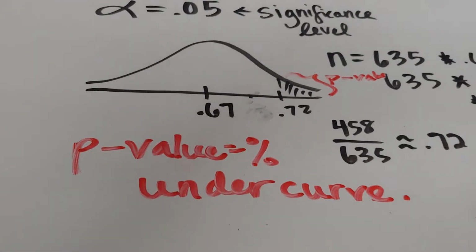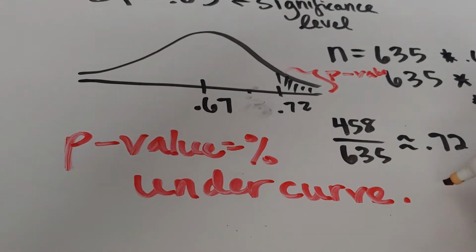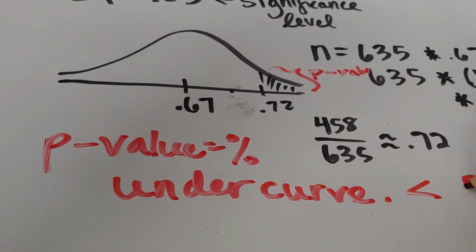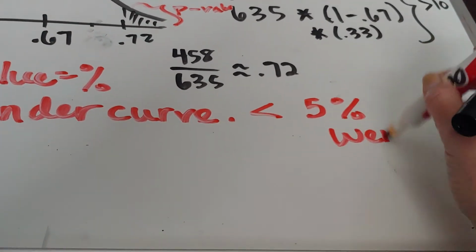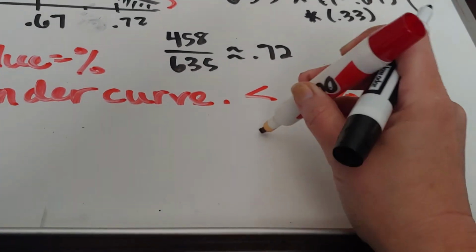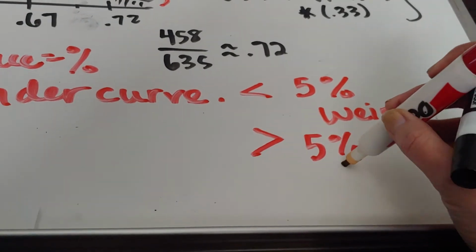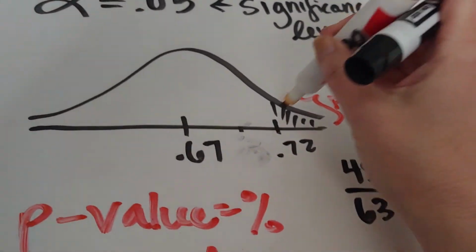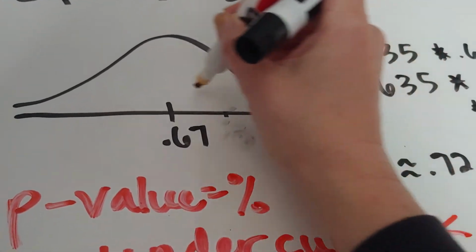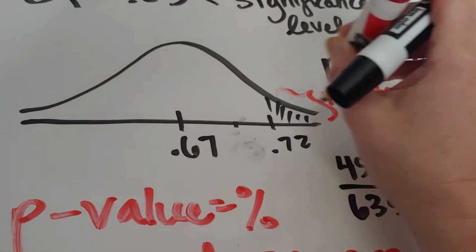So what I'm curious about when I go to StatCrunch in just a minute is I'm going to get a p-value. And if that number is less than 5%, that means it's weird. Something weird is going on here. If it's greater than 5%, that means that it is typical. Nothing unusual is going on. So that p-value is going to tell me whether or not it's close to the middle and not weird and typical, or if it's in the tail.